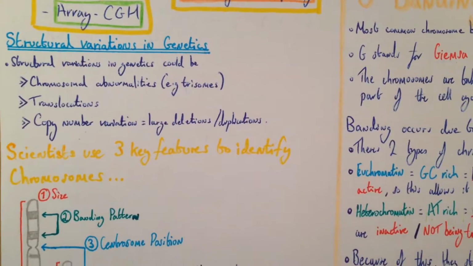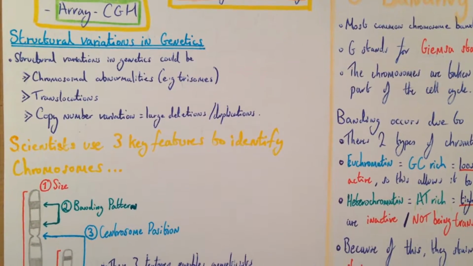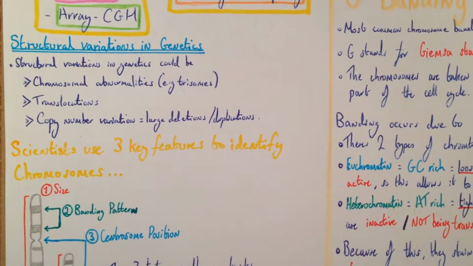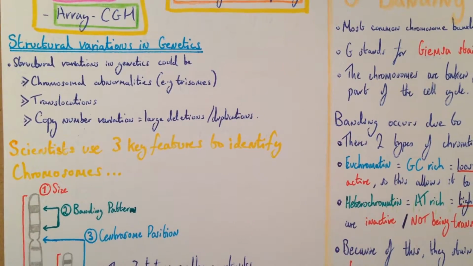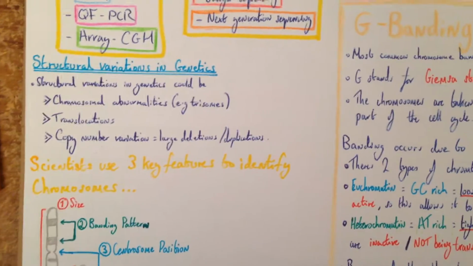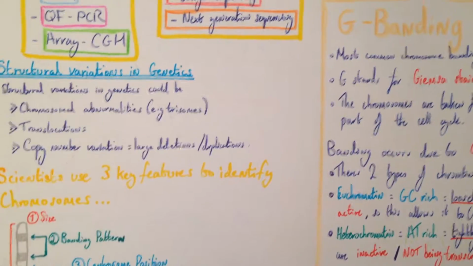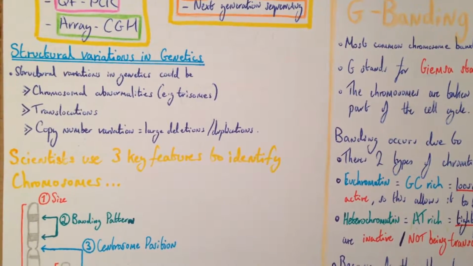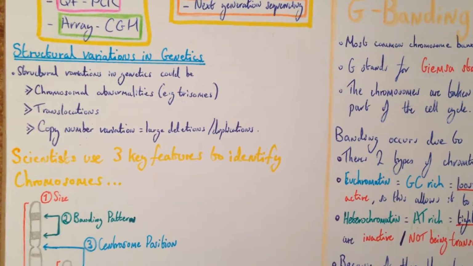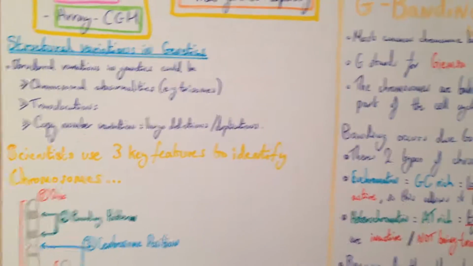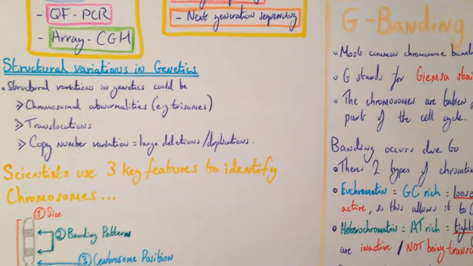So let's carry on to structural variation in genetics. Structural variations could be chromosomal abnormalities, e.g. trisomies, translocations, which are basically a swapping of genes, and copy number variants, which are large deletions or duplications.